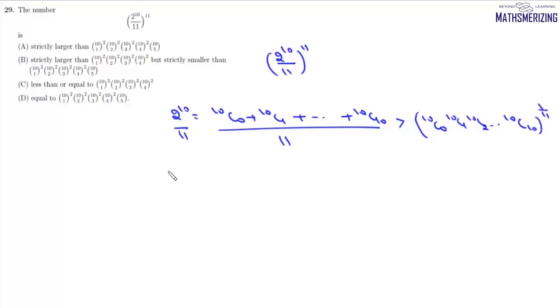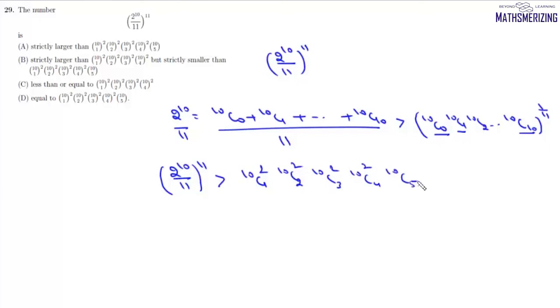Now we'll take the power of 11, then we can write 2 to the power 10 upon 11 to the power 11 will be greater than 10C0, which is 1, and 10C10, which is 1. Now 10C1 and 10C9 will be the same, so it will be 10C1 square. Now 10C2, 10C8 are the same, 10C3, 10C7, 10C4, 10C6, and then we have 10C5. So this 2 to the power 10 upon 11 to the power 11 is strictly greater than 10C1 square, 10C2 square, 10C3 square, 10C4 square into 10C5, which is your option A.